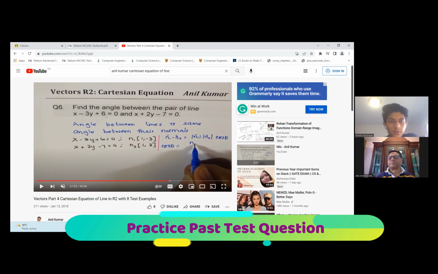Right, sir. So we know that the normal for this would be 1 and minus 3, right? Correct. And for this, it would be 1 and 2. And we know that cos theta is equal to the dot product of these two divided by their magnitudes multiplied, right? So you'll use the dot product to find the angle between the two normals, and that will be the same as the angle between the two lines, correct? Correct. Next question, please.